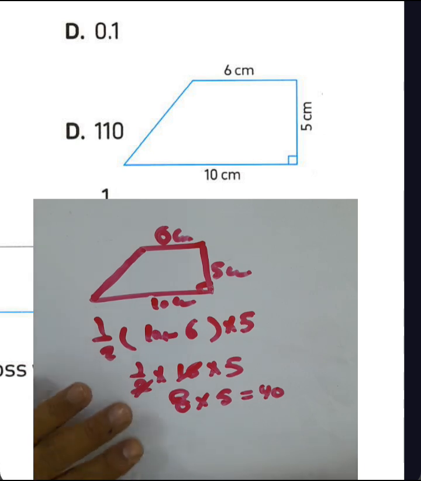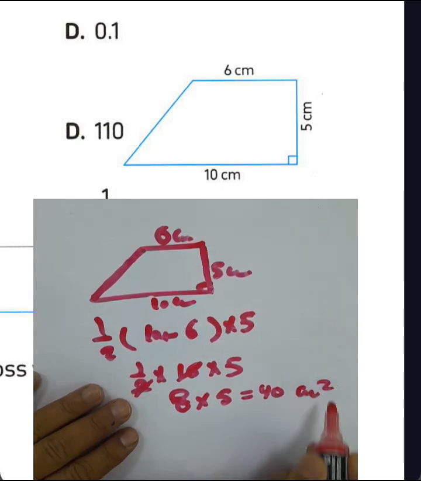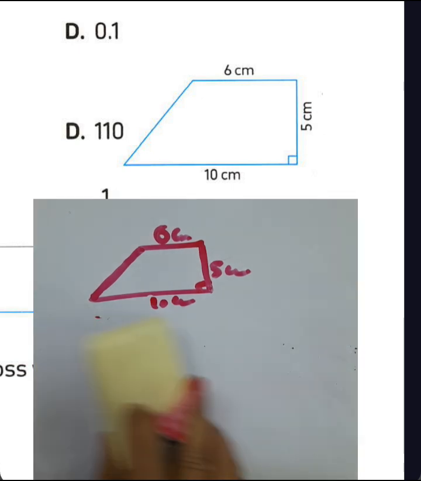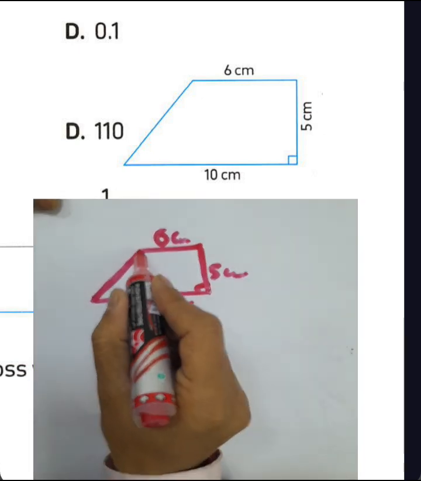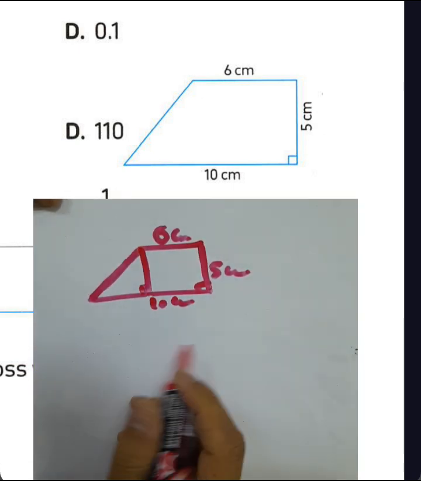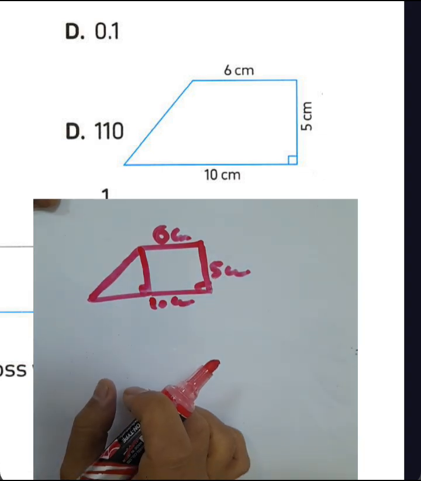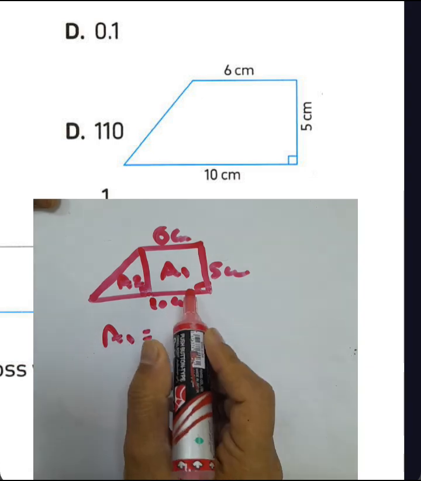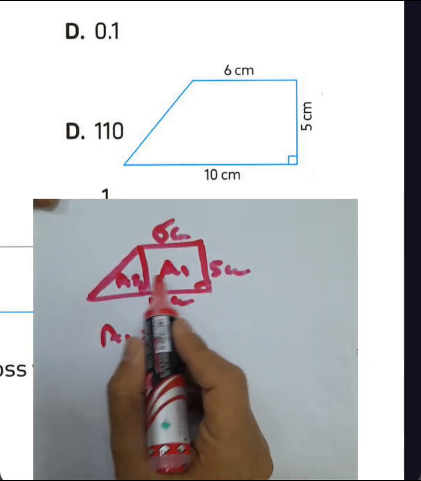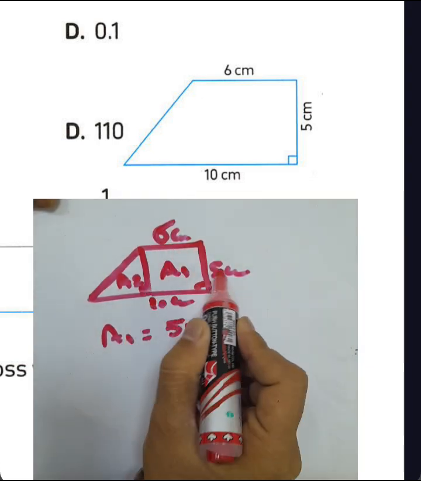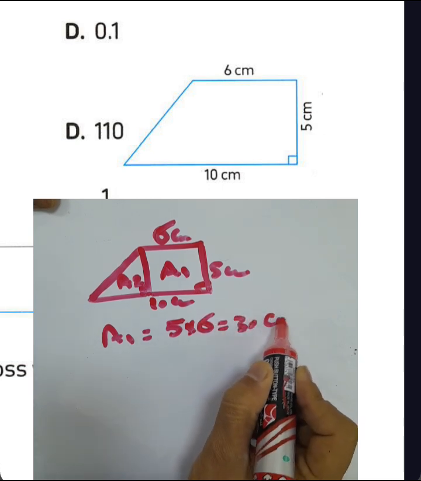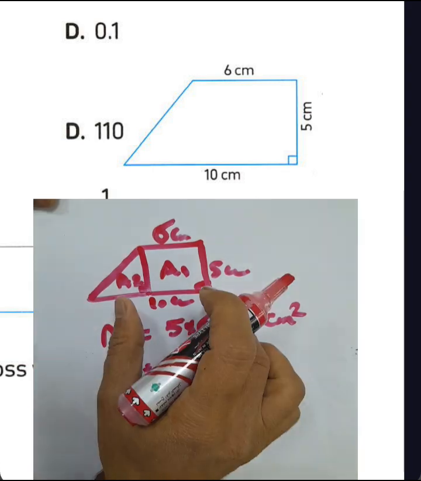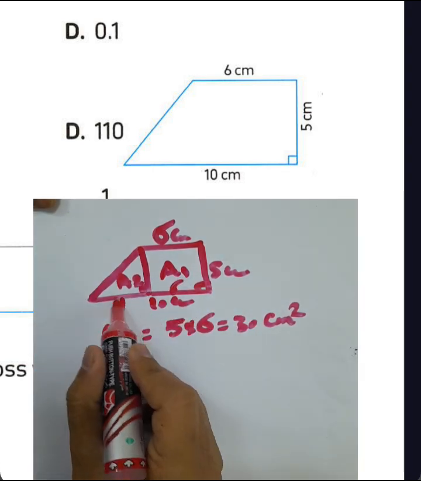Okay, you can solve by this method or another method. I will explain another method. We can divide this trapezium into 2 parts and then find area 1 and area 2. To find area 1, we have a rectangle. The area of a rectangle equals length times width. 5 times 6 equals 30 square centimeter. And area 2, we have here a triangle. It was 10 subtract 6, it will be 4 centimeter.